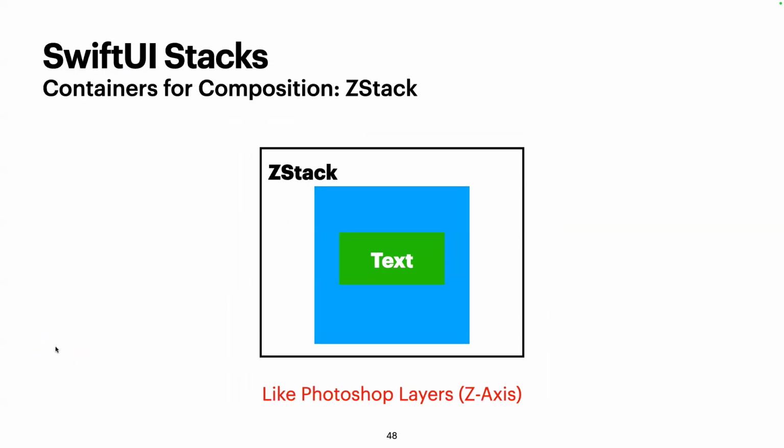Now we can actually use the third dimension, which is ZStack. A ZStack is like if you worked with Photoshop before or Illustrator, it's this axis pointing to you, right? So it's like layering things on top of each other. It's like Photoshop layers. We use a ZStack to do that.